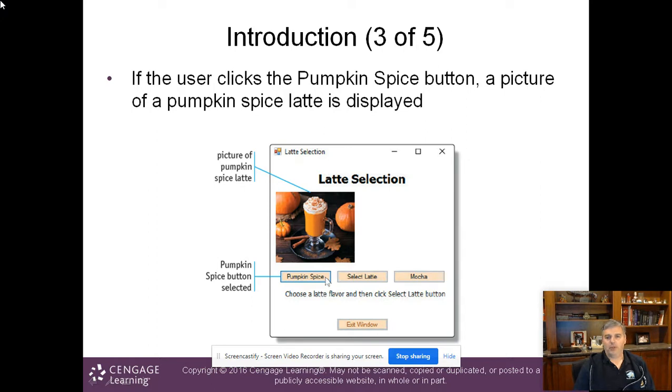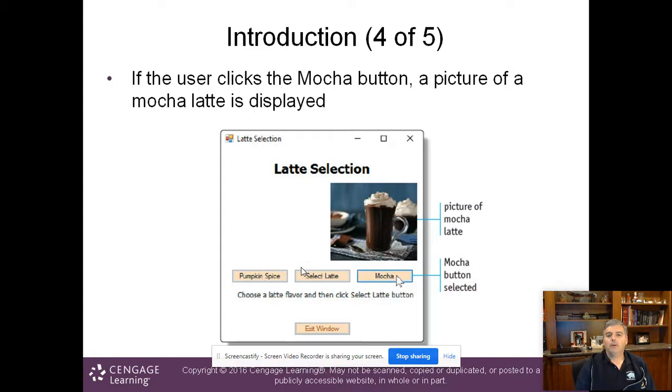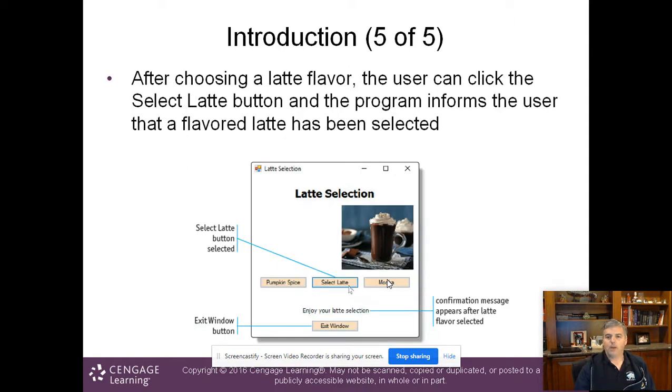In this application, if the user clicks the pumpkin spice button, a picture of a pumpkin spice latte is displayed. So the user will come over and click pumpkin spice. Initially, there'll be no images displayed. When they click this pumpkin spice button, the image will appear. So that image is originally hidden. If the user comes over and clicks the mocha button, the pumpkin image gets hidden and the mocha image gets displayed. So the user can toggle back and forth between mocha and pumpkin spice. And when they're done, they hit the select latte button.